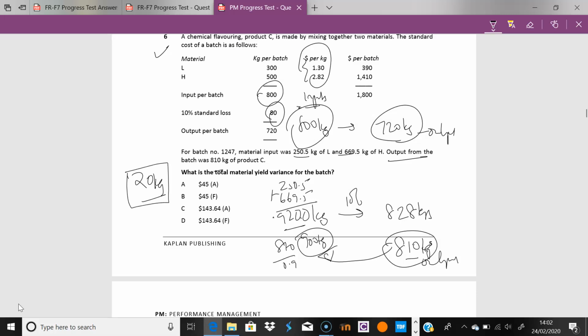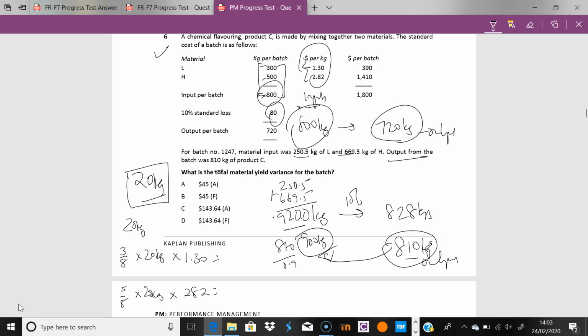Now, because I just have this 20 kilograms, what I have to do is say, those are the 20 kilograms, and they would have been in the standard combination, the ratio of 3 to 5, because that's the combination of this product. So I now go back to the right combination: 3 over 8, 5 over 8. So I literally say, 3 over 8 of those 20 kilograms, at £1.30. Remember, you're using different elements here. Then you also have 5 over 8 times 20 kilograms times £2.82.